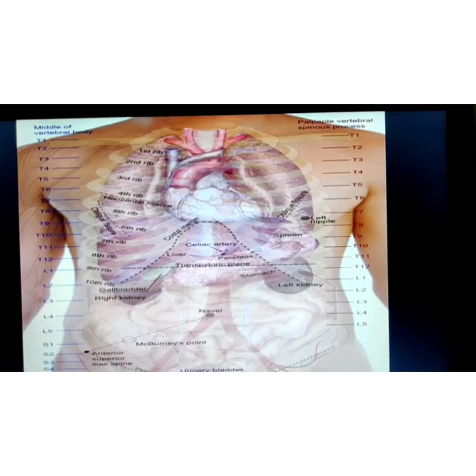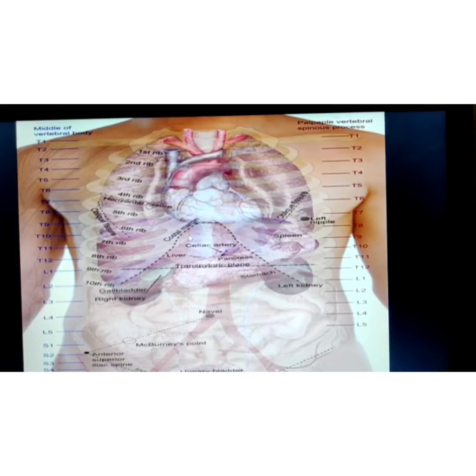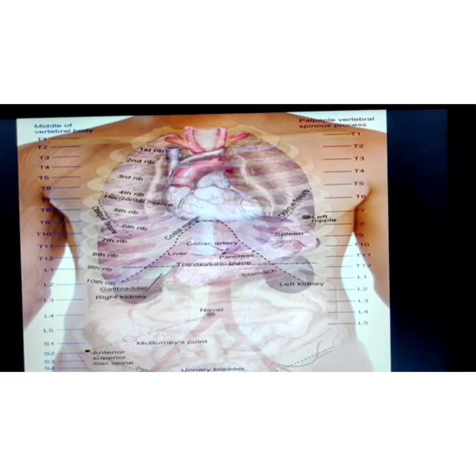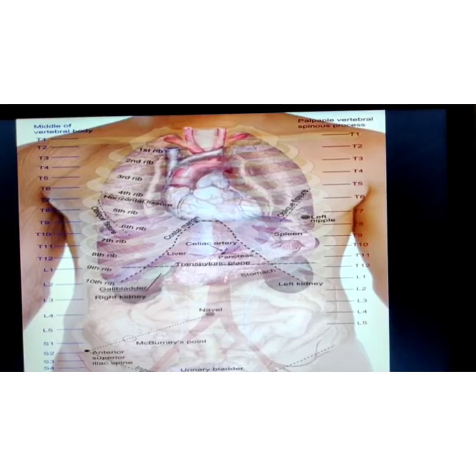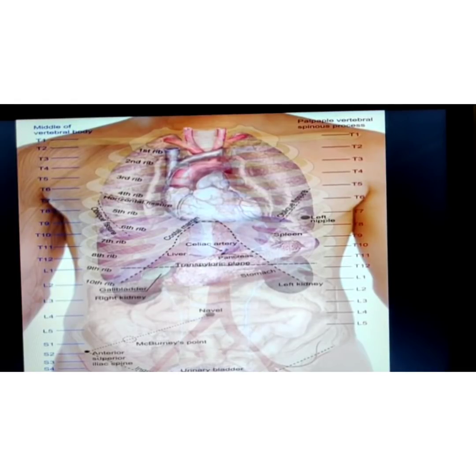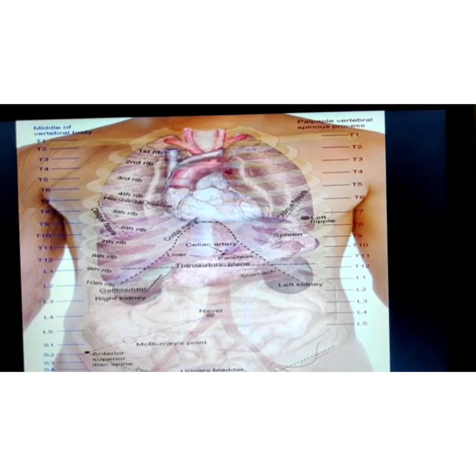The inferior thoracic aperture, or I can say the musculo-aponeurotic diaphragm, is attached to the lower margin of the thoracic cage, and this diaphragm bulges upwards so that the upper abdominal organs lie under the cover of the thoracic cage.